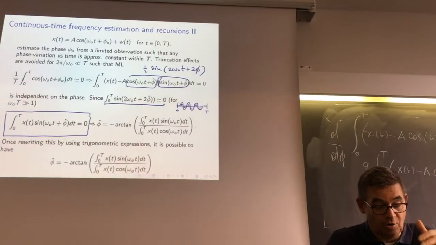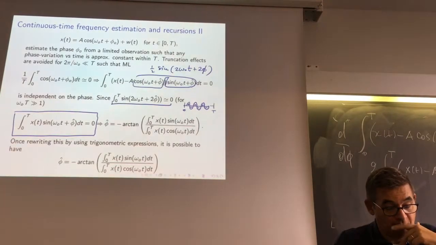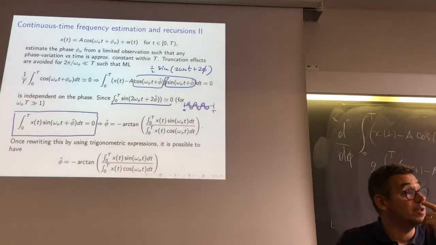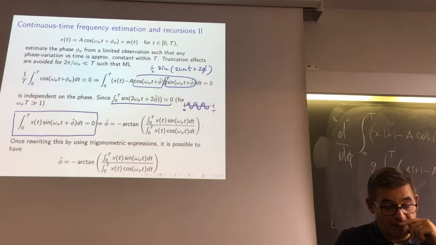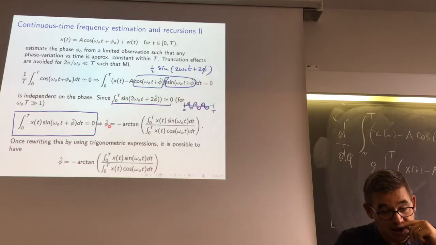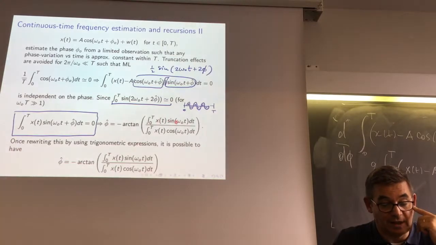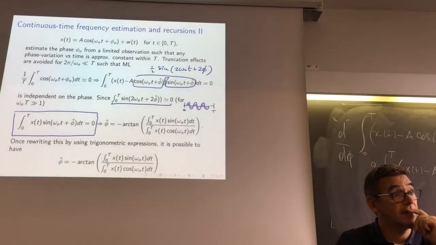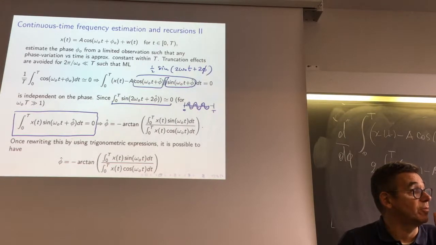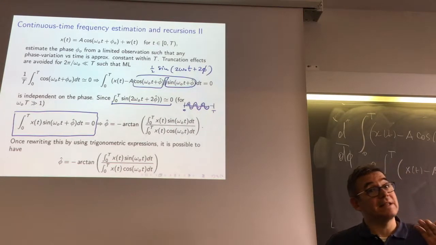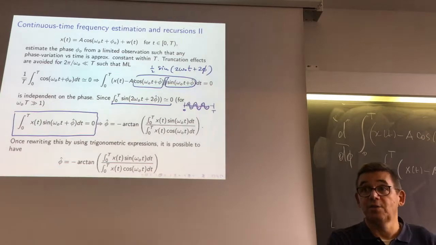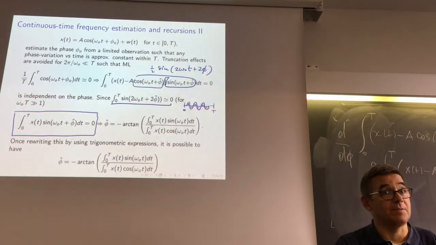So, what I can do, by applying the trigonometric rule, is find that the phase can be written as arctangent of the cross correlation of x(t) and sine omega 0, over x(t) and cosine omega 0. And I found a closed form. So that means that any frequency estimator should do something similar.